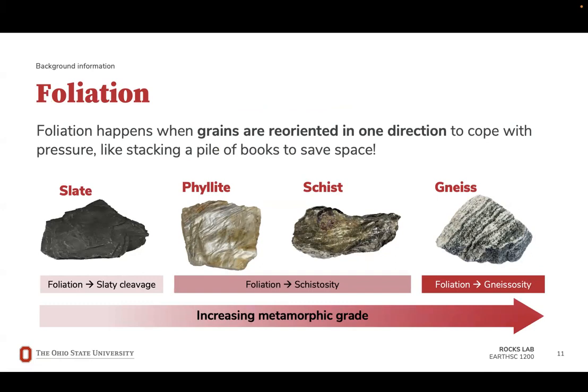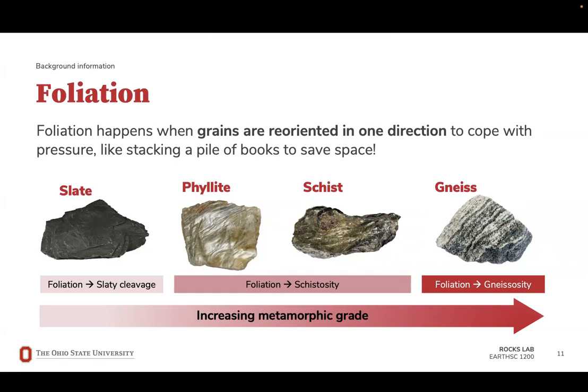Foliation happens when mineral grains are reoriented in one direction to cope with extreme pressures, like stacking a pile of books to save space. Foliation occurs along a gradient, as shown in this image. The lowest grade of metamorphic rock, slate, exhibits a type of foliation called slaty cleavage. This foliation is characterized by closely spaced, parallel planes of weakness that give a rock, like slate, its ability to split into thin, platy layers.